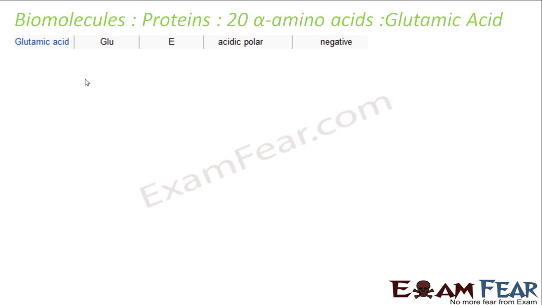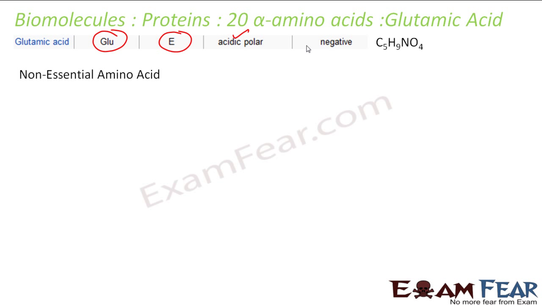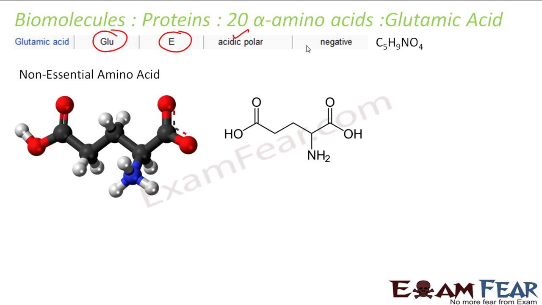The next is glutamic acid. Three letters GLU, one letter is E, can denote by E also. This is a little acidic. C5H9NO4 is the molecular formula. It is again a non-essential amino acid. The body can produce it on its own.